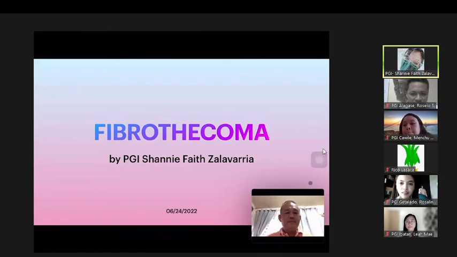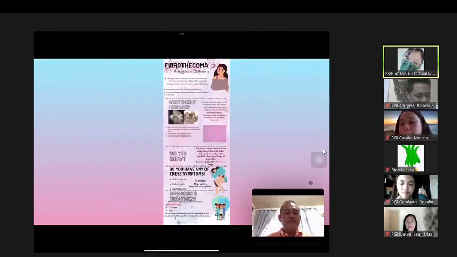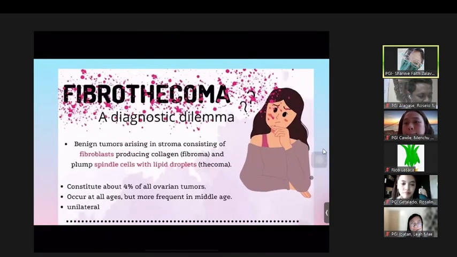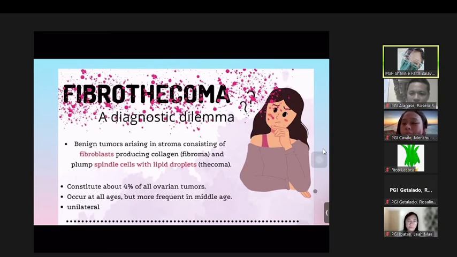So here is my whole infographic. Okay, so let's start. Fibrothecoma. So fibrothecomas represent a group of benign tumors arising in the ovarian stroma, and they exhibit a morphological spectrum consisting of fibroblasts producing collagen, hence the term fibroma, and a clump of spindle cells with lipid droplets, hence the term thecoma. Therefore, fibrothecomas are tumors that contain a mixture of these cells.